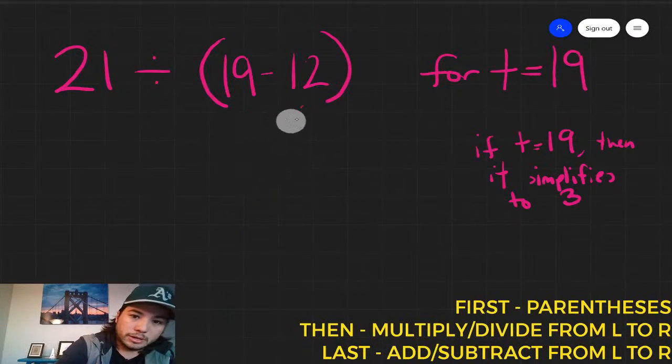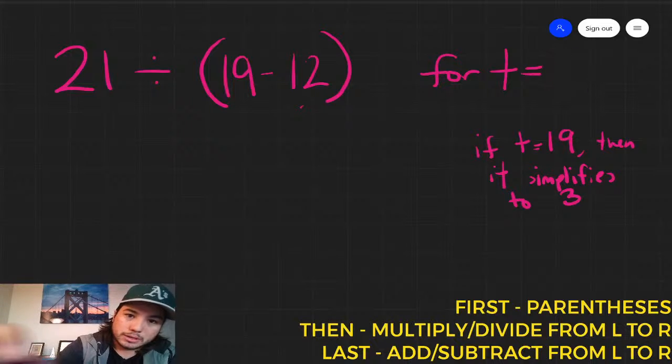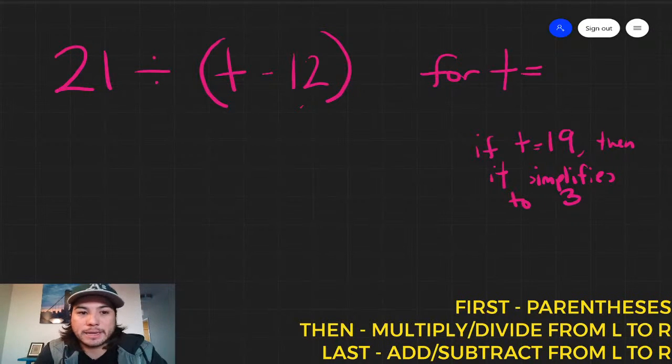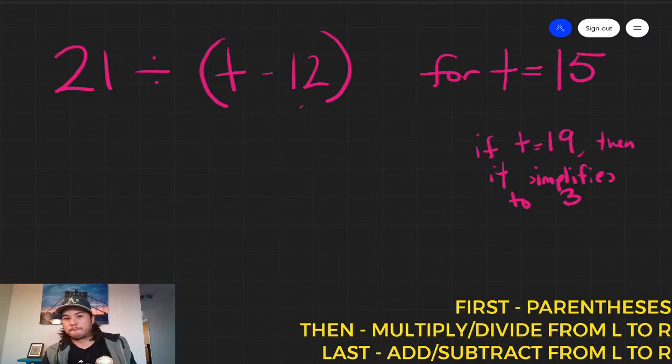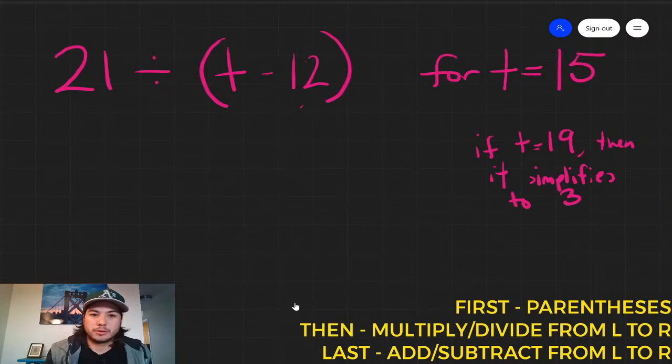For instance, what if we did something like, let's reset our equation here. Back to 21 divided by t minus 12. What if we change it to t equals 15? So substitute the 15 for our t, and then solve.